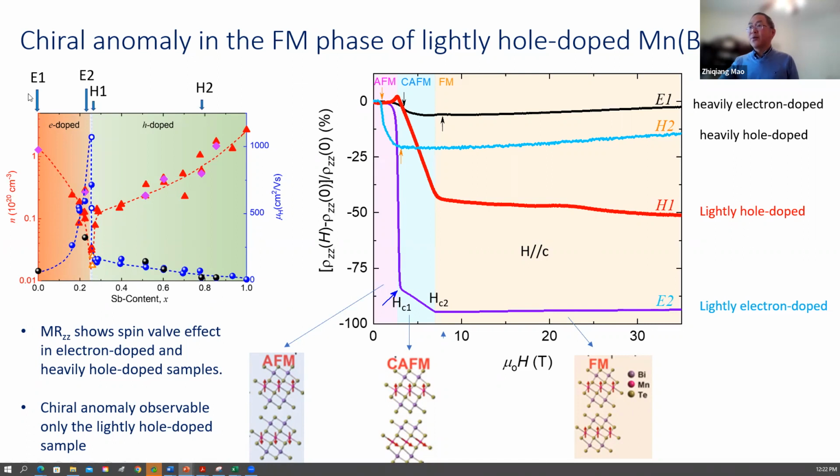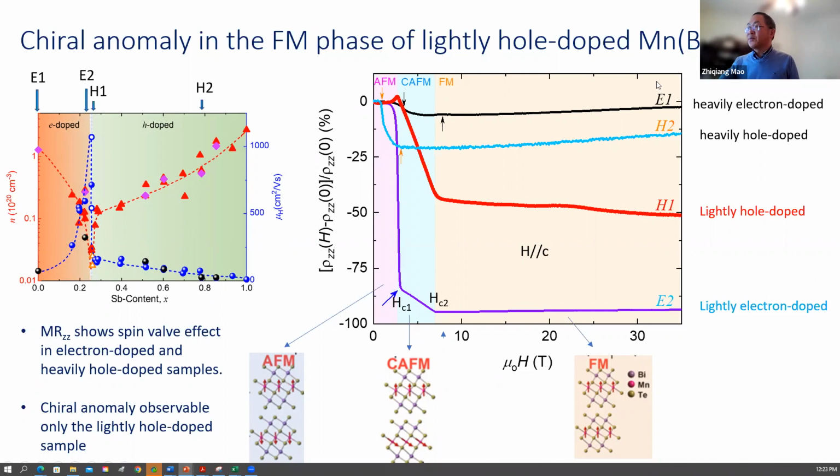In pristine compound E1, we observe the spin valve effect. When we go from the antiferromagnetic state to the canted antiferromagnetic state, we see suppression in resistivity. That is caused by suppression of spin scattering, called the spin valve effect. This effect becomes much more significant in the lightly electron doped sample. So we see a sharp drop. The drop could reach close to 90% at the spin-flip transition field HC2. So this is a typical spin valve effect.